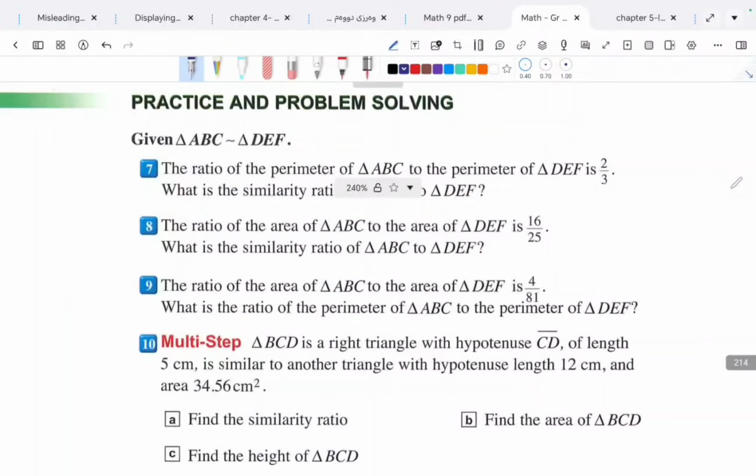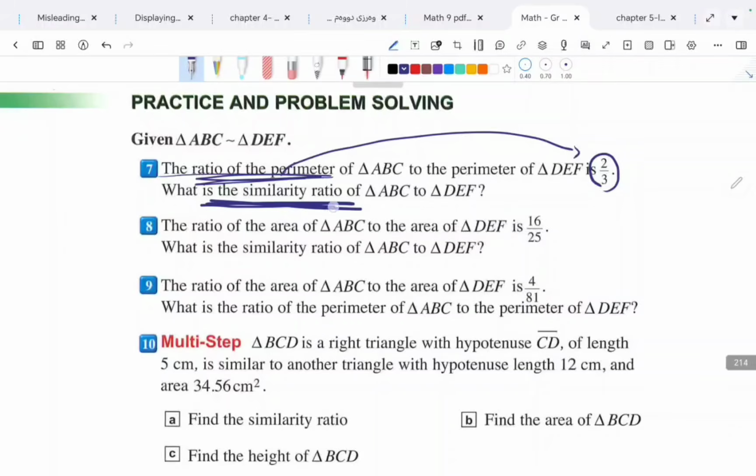They say what? The ratio of their perimeter. So which one is given? The ratio of the perimeter of triangle ABC to the perimeter of triangle DEF is 2 out of 3. So the ratio of their perimeter is 2 out of 3. What's the similarity ratio? How can I change perimeter to similarity ratio? They are the same. So it is still 2 out of 3.